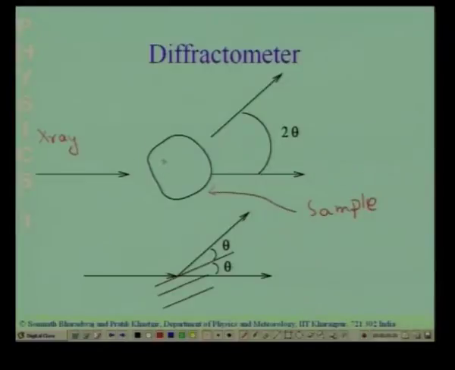Whichever be the case, there is going to be X-ray scattered in all directions. The intensity of the scattered X-ray is going to vary with the direction. In this X-ray diffractometer there is an X-ray camera, a device which can measure the intensity of the scattered X-ray, and this device is moved to different angles and it measures the intensity of the scattered X-ray as a function of this angle.